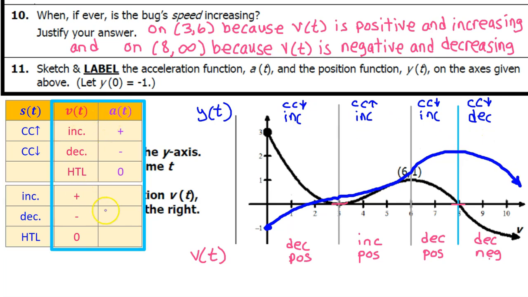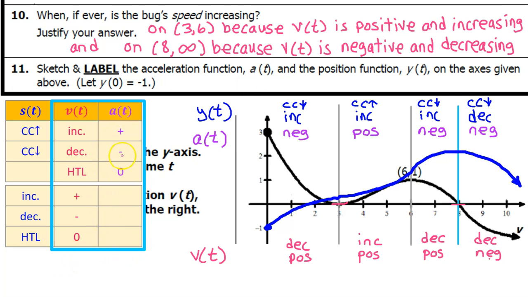Now we slide over to this part of the chart to sketch the graph of the acceleration function a of t. We need to translate this information that we recorded about the velocity function into information about the acceleration function. For example, wherever velocity is increasing, acceleration will be positive. Wherever velocity is decreasing, acceleration will be negative. So now we know whether acceleration is negative or positive in every interval.